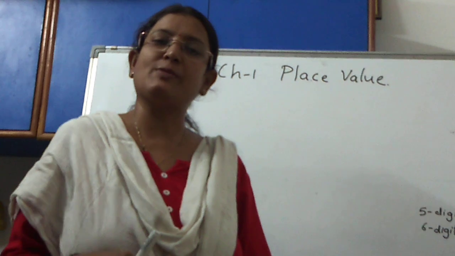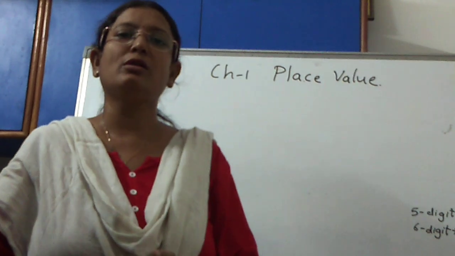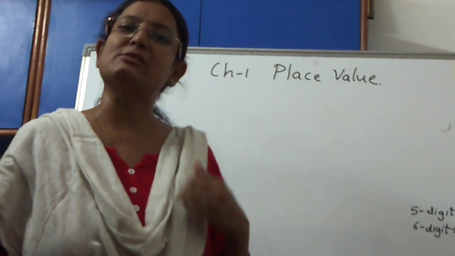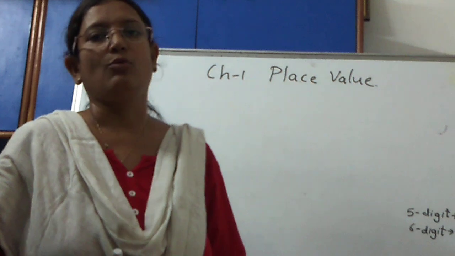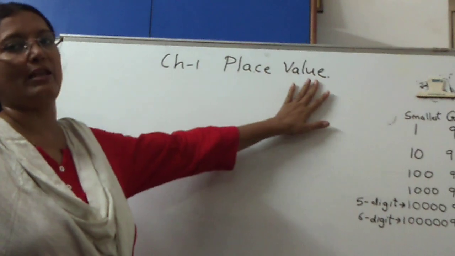So I will explain both the chapters, first and second, which I have already sent to you before. The writing part is done, but the method is not explained, so I will explain that from now, right? And we will start with chapter number 1, that is place value.